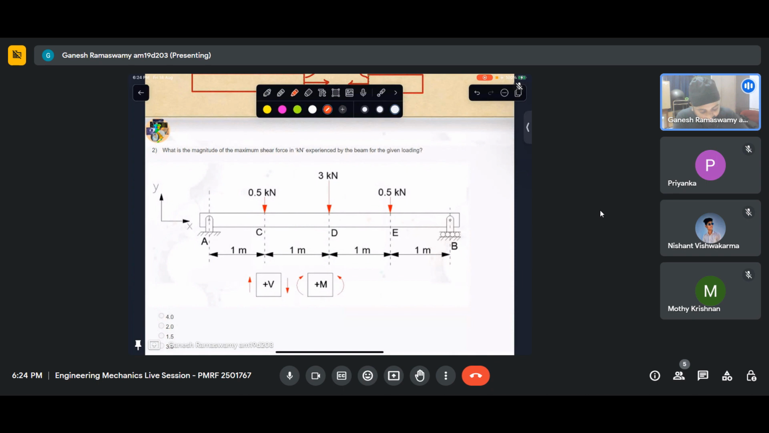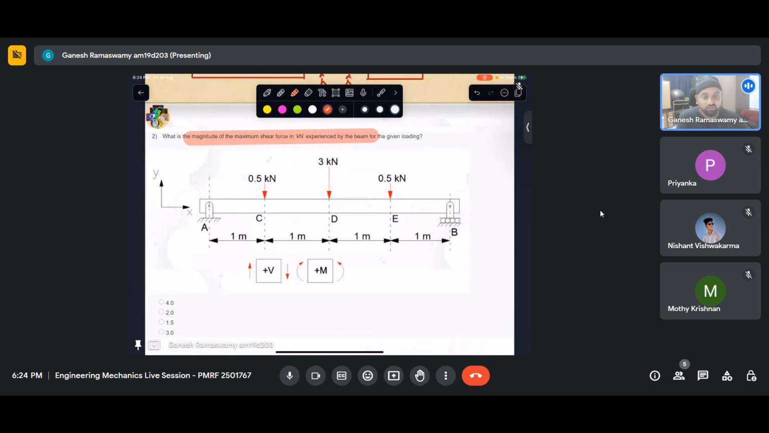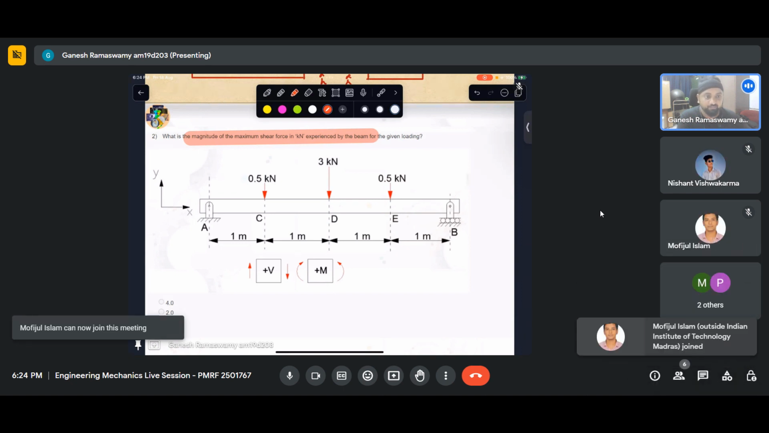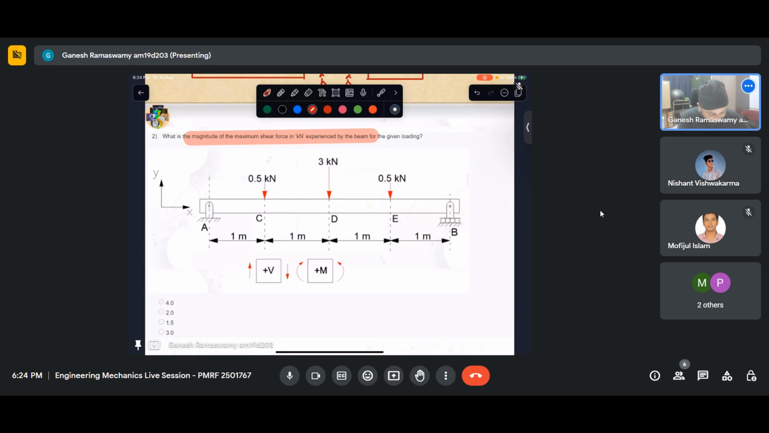Now we have been asked: what is the magnitude of the maximum shear force in kilonewton experienced by the beam for the given loading? So essentially, first we need to find out the shear force at each and every point in this beam. How we go about doing that is we map shear force as a function of x, and we call that plot a shear force diagram. Similarly, when we plot bending moment as a function of x, we call that a bending moment diagram.